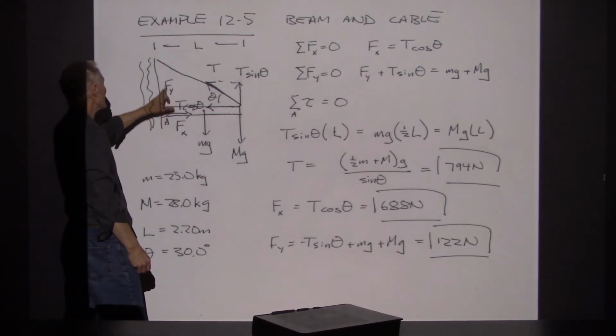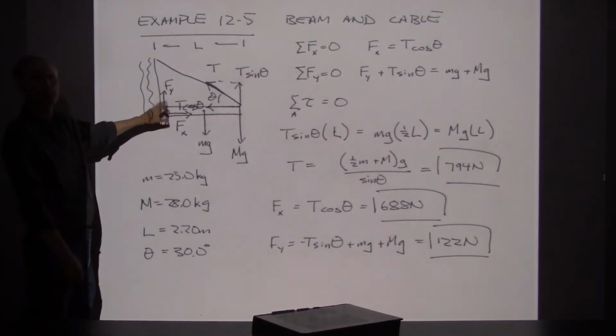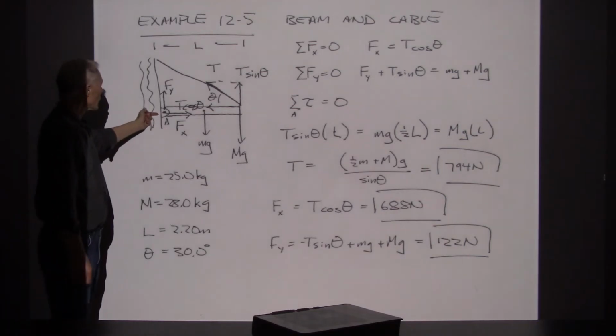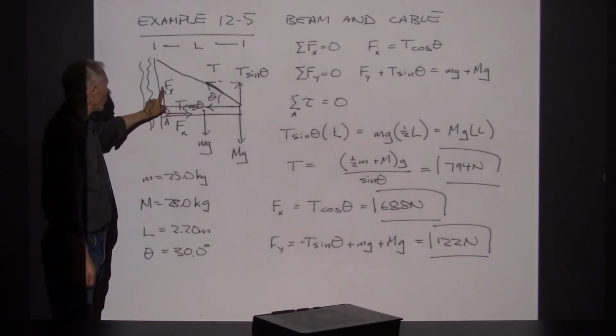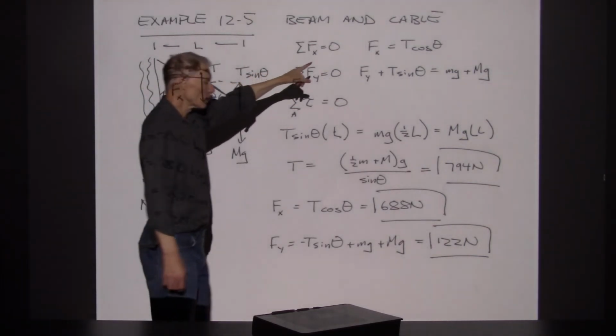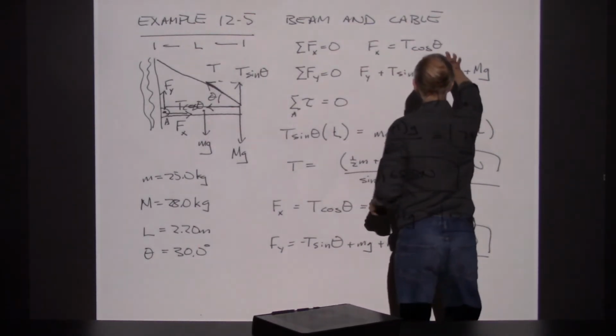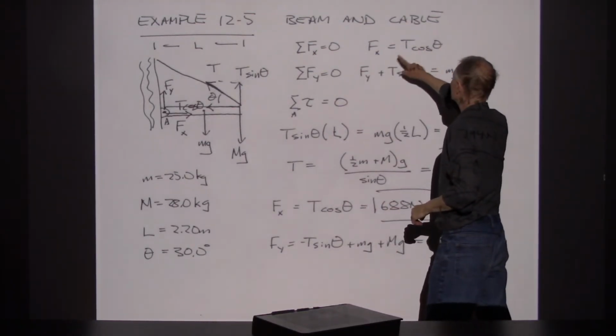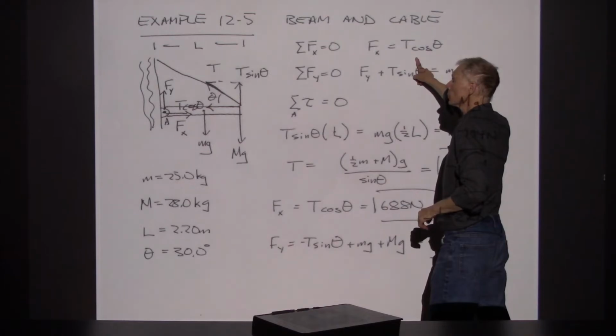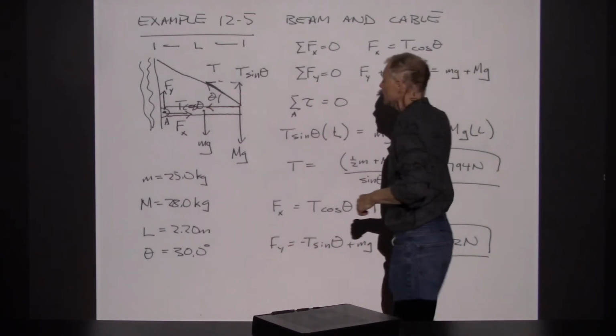I'm going to call this Fx and Fy at the hinge. I'm going to simplify the notation. So here is Fx, here is Fy. Fx needs to be as large as T cosine theta. Those two are going to match if it's in static equilibrium.